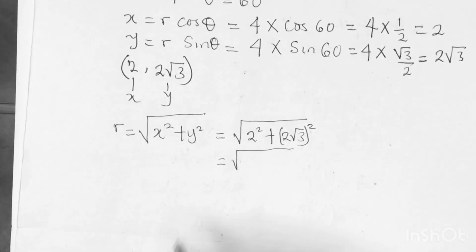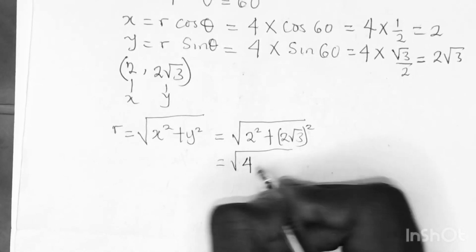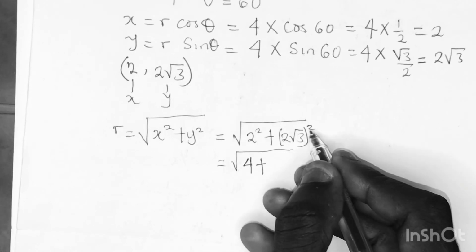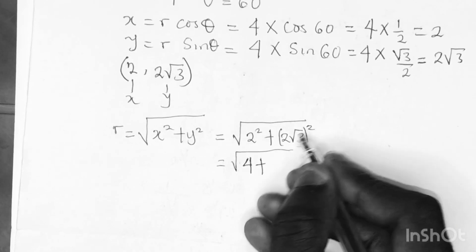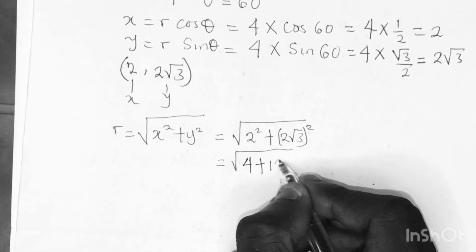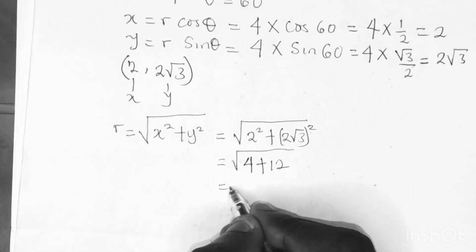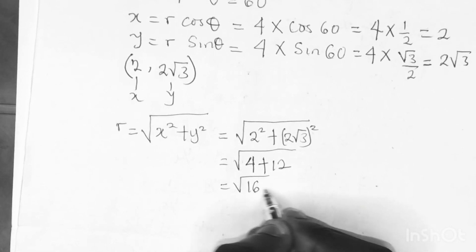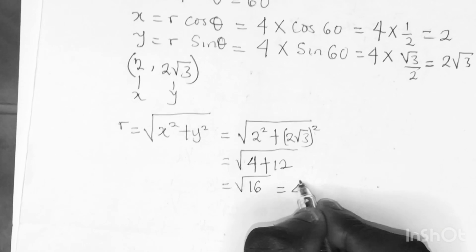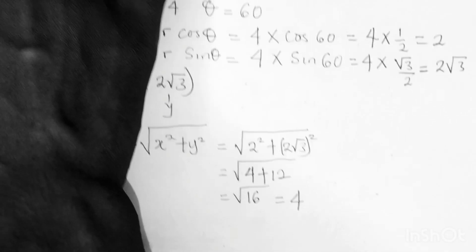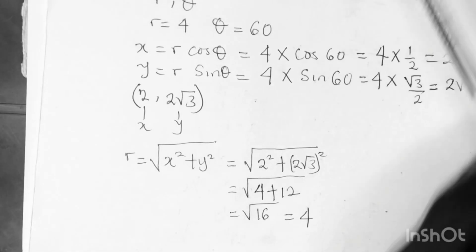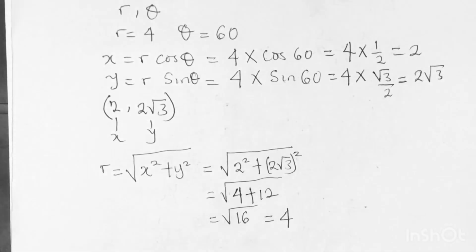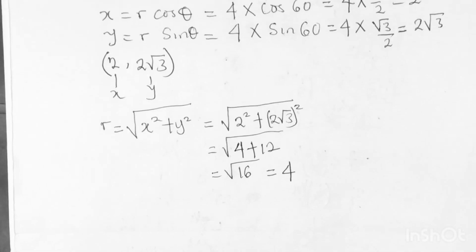And that will give us the square root of, 2 squared is 4, plus 2 squared is 4, times 3 gives us 12. That gives us the square root of 16, and that gives us 4. Can you see now that my R, as given in the question also, is 4 again? So I need to get my theta also to be 60 degrees.